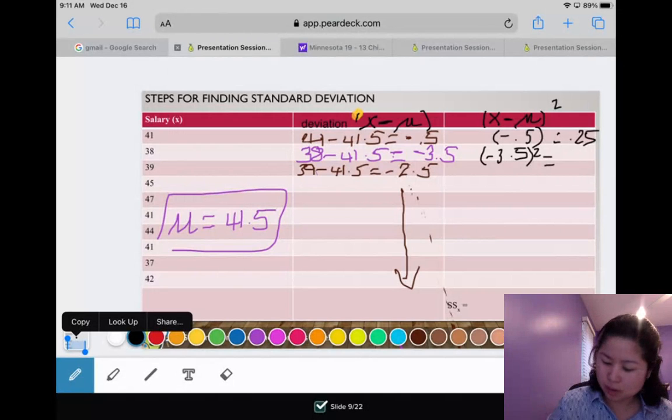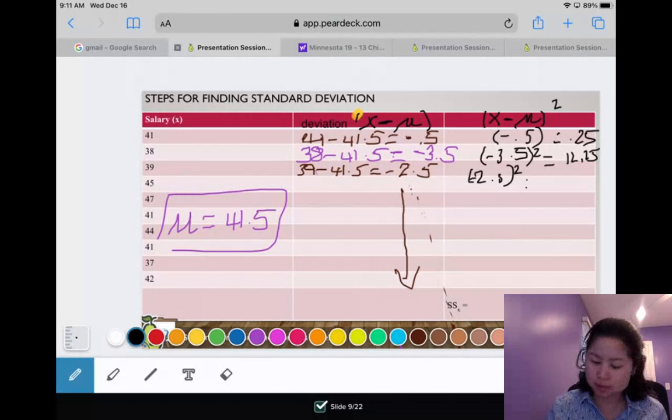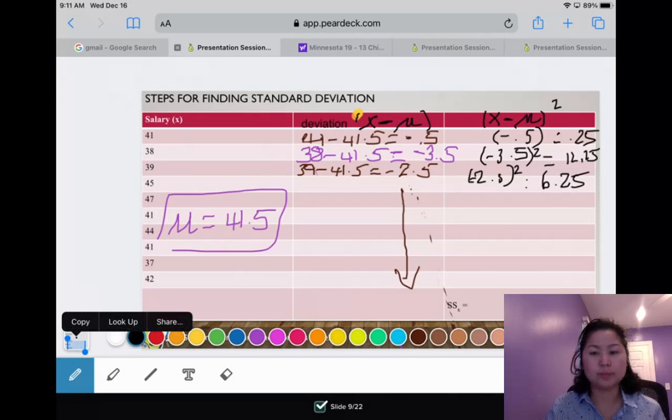And that will be 12.25. For the next one, I take the negative 2.5 and square it. That would give me 6.25. So that's how I got the values for my third column. Okay, we good, Jamila? You okay?